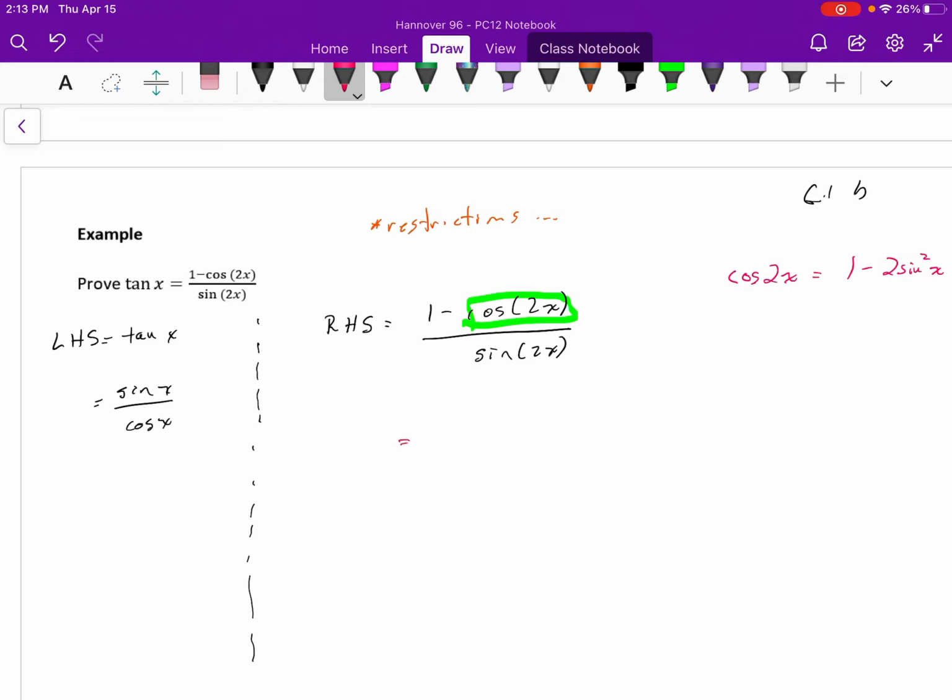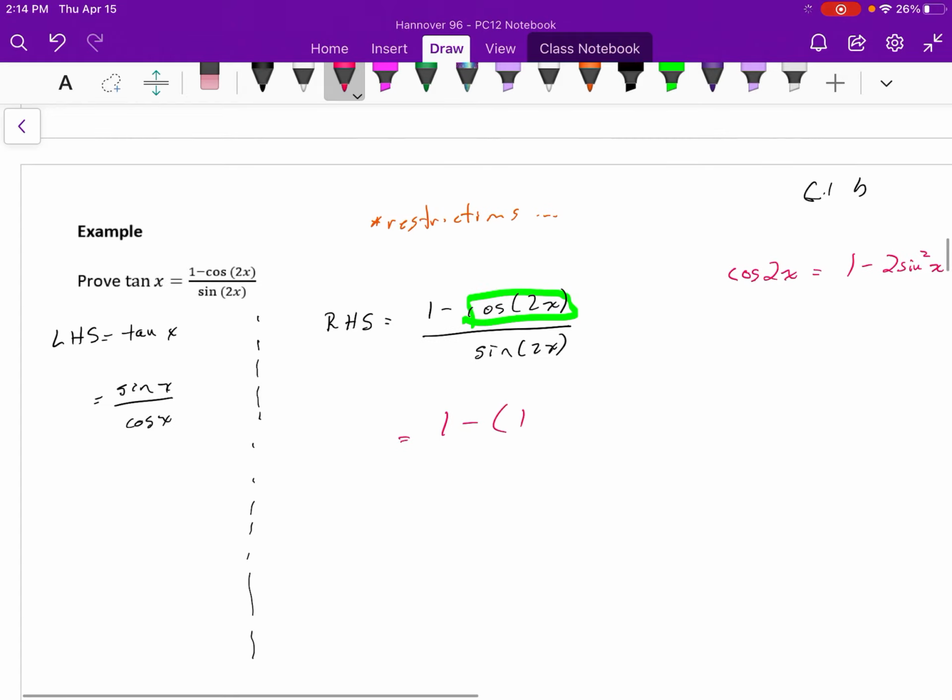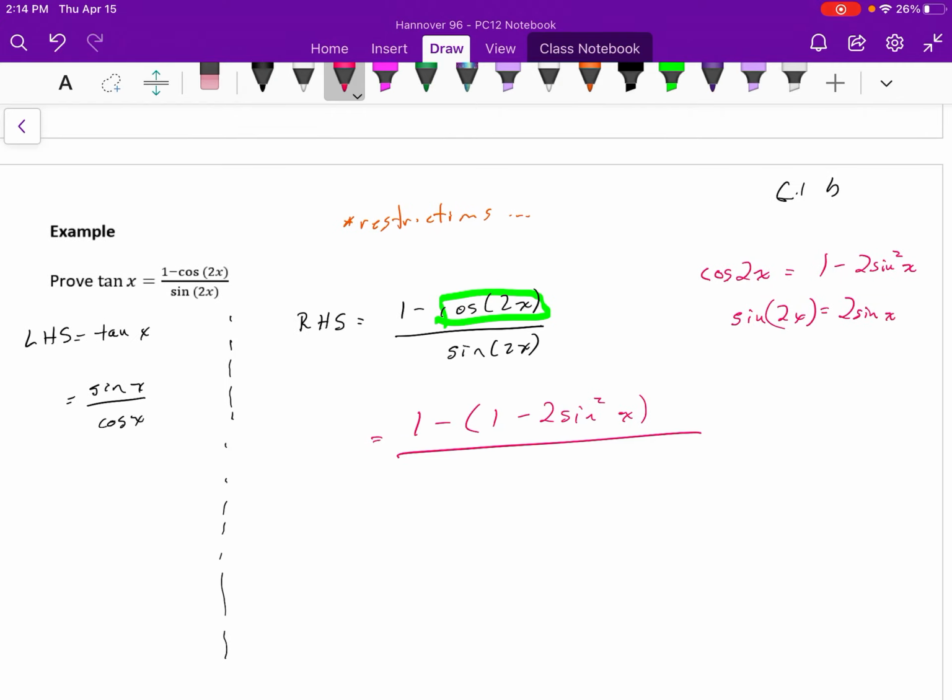So the right-hand side, I know that 1 minus cosine 2x, I could write as 1 minus (1 minus 2 sine squared x), divided by the sine of 2x. Well, the sine of 2x, I can write as 2 sine x cos x. Now, where am I pulling these out of? My formula sheet. So I'm just going to write 2 sine x cos x.